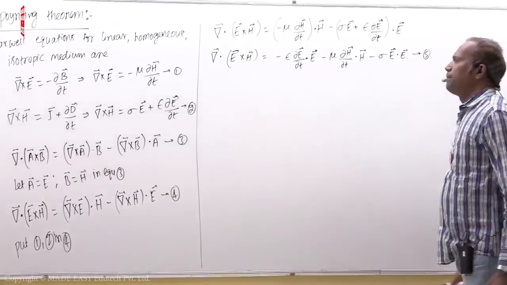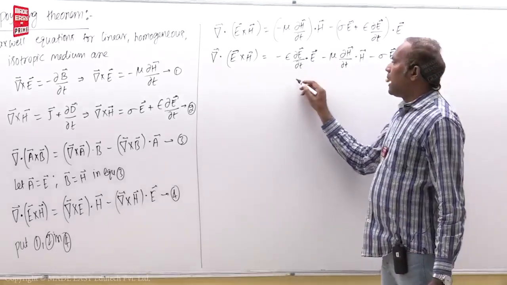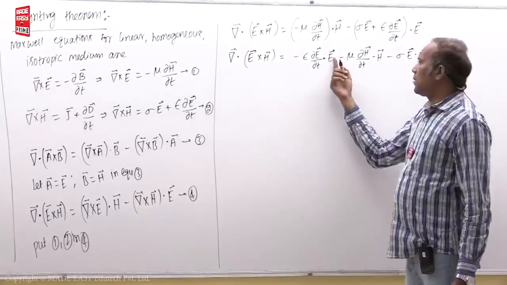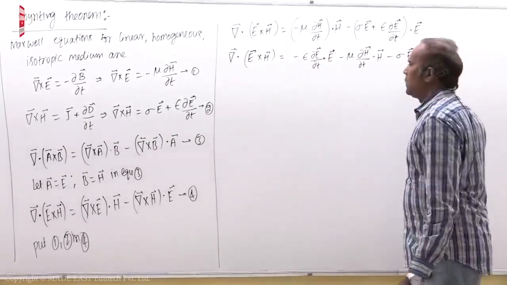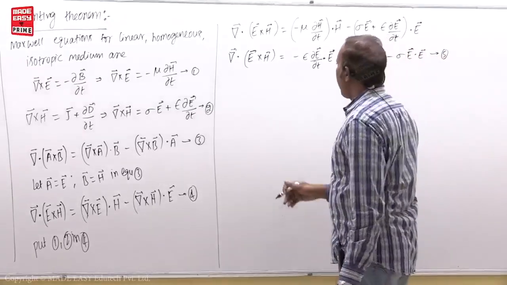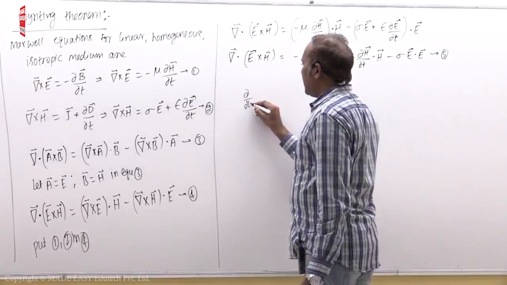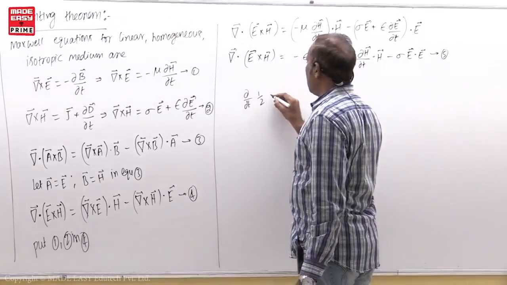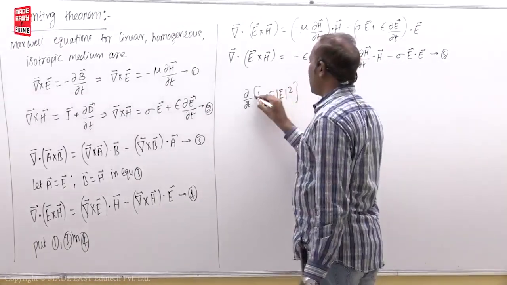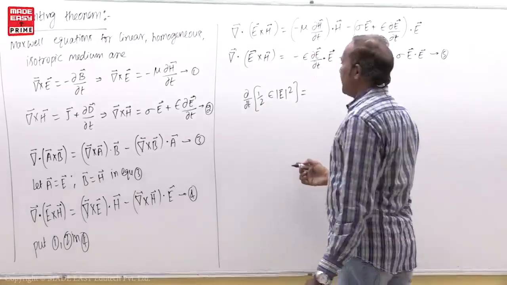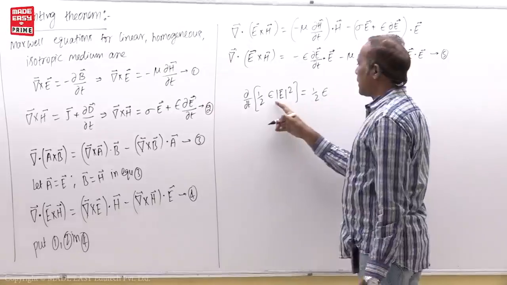Dear students, we know that in dot products A bar dot B bar is equal to B bar dot A bar. This E bar can be written here also. In dot products you can interchange them. Now I am doing this one. You see, d by dt of half into epsilon into mod E square. Let us see what happens to this one. It is mathematics actually. This is nothing but half into epsilon constant.